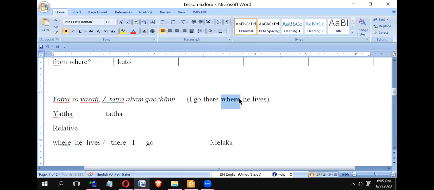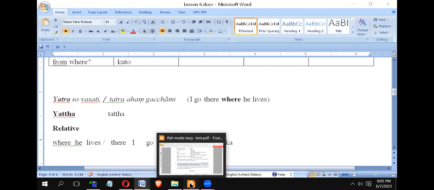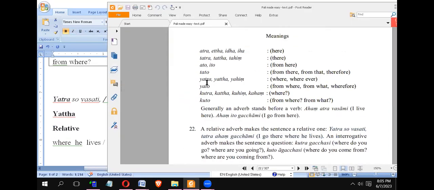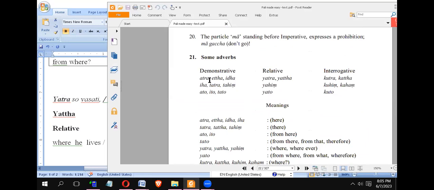So this is talking about this yatra, where? So where do you go? Here is not mentioned. I go there, where? So this yatra is a relative one, right? So in the book, it's talking about how many you have. You have the demonstrative. This is talking about here or there. Demonstrative is talking about a location, here or there. So relative is talking about this, like yatra, yata.